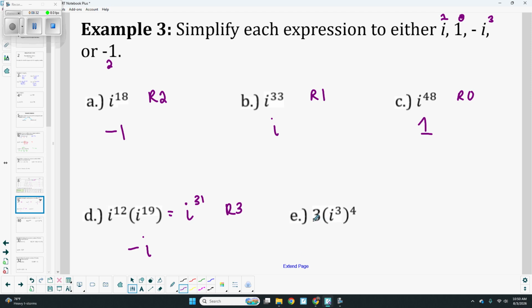And here, this 3, I mean, obviously the answer is not going to be any of those. The answer is going to have a 3 in it. But it's 3 times i to the, now here they get multiplied. So that's 12. So 12, 4 goes into evenly, so it's a remainder of 0. So that would be 1. So 3 times 1 would give us an answer of 3.